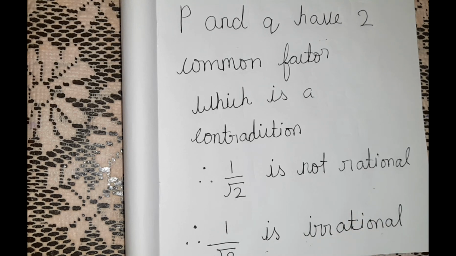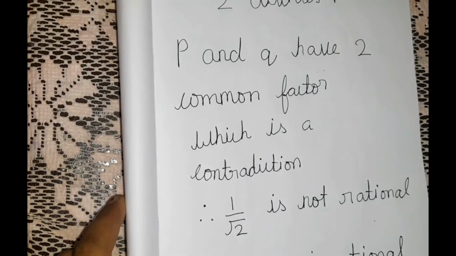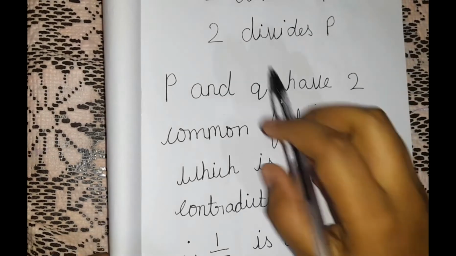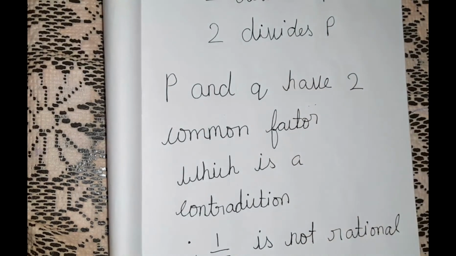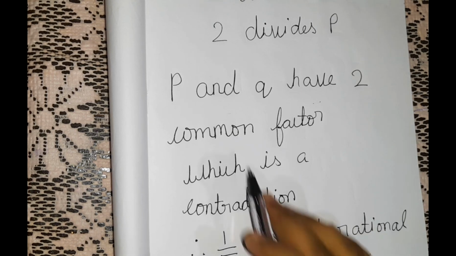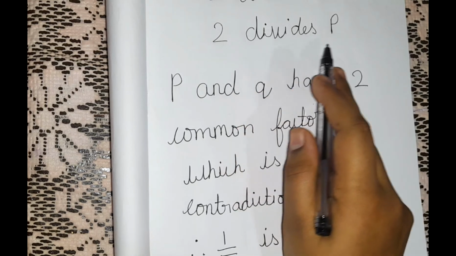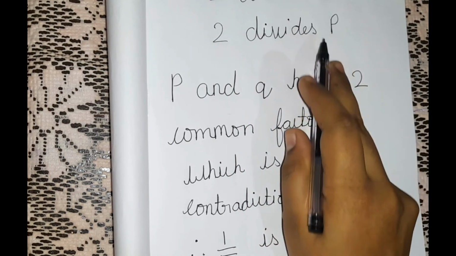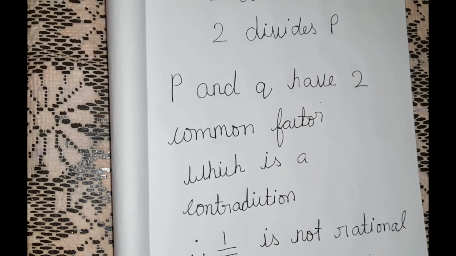Okay, so in order to get irrational only, we took 2 divides p. Okay, that's because in this answer, we took, let us assume 1 by root 2 was rational. We took that just to get a proper answer. For that only I wrote 2 divides p, because p by q is a rational number, okay.